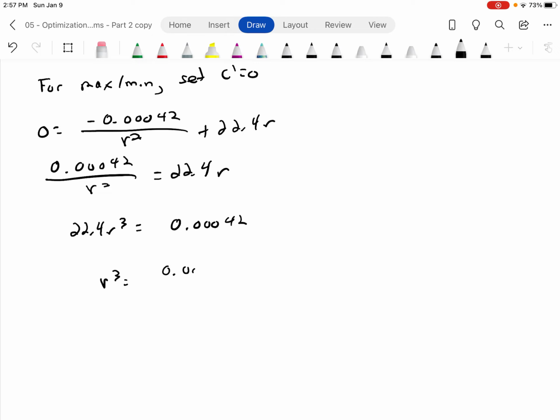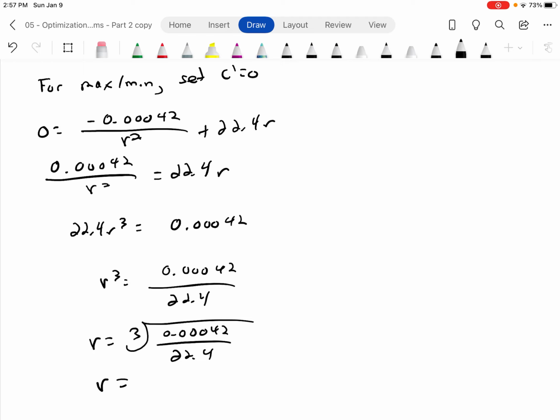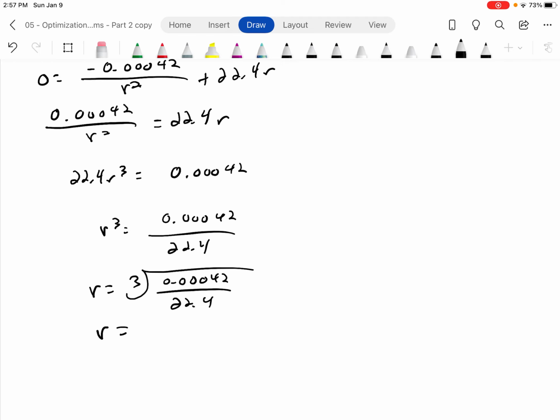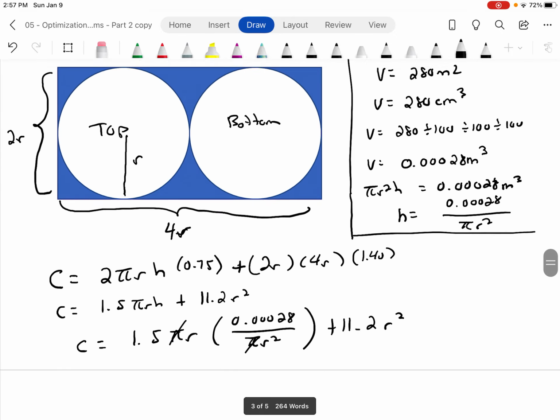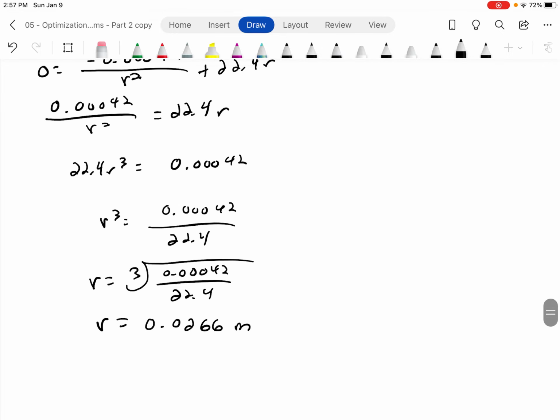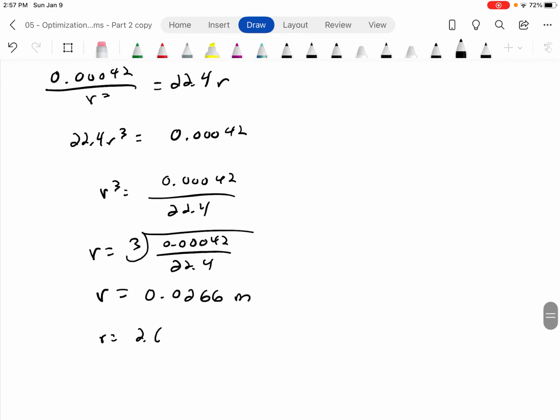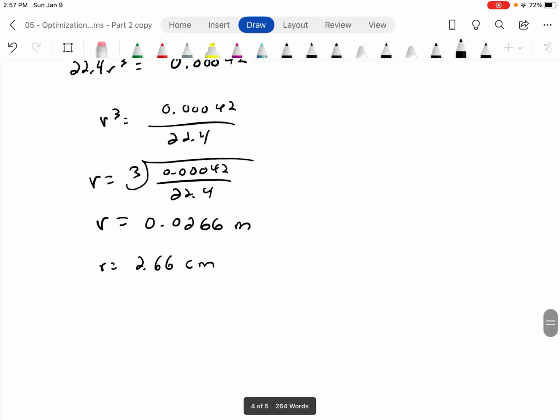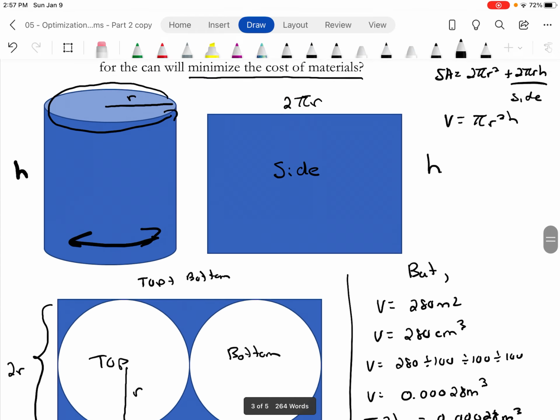So I'm going r cubed equals 0.00042 all over 22.4. And this is a cube root, so I don't have that plus or minus thing to worry about. And if you punch that in your calculator, I think what you get is 0.0266 meters. So don't let that small number freak you out, because remember, we converted everything over to meters up here. So now that's in meters, but you might feel better converting that back to centimeters, 2.66 centimeters. I'm getting ready to answer the question here.